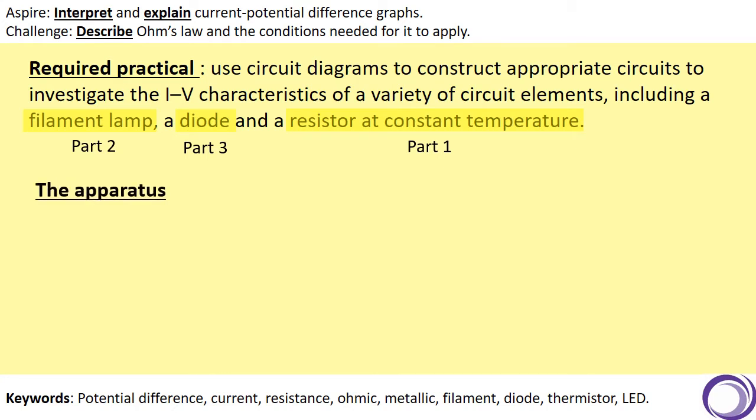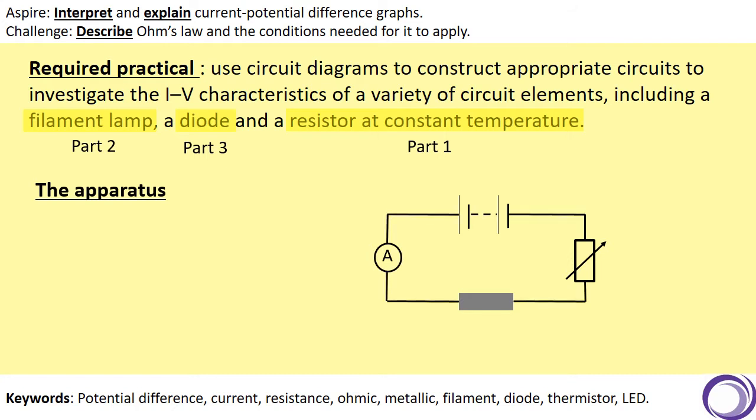Let's have a look at the apparatus that we're going to use. A battery or power pack. A variable resistor, that's so that we can alter the potential difference across the component. I've just put a resistor in to start with, so that would be part 1. And we need an ammeter. So all of those are joined up in series, so the current will go from your battery through the ammeter, then through your resistor we've got for part 1, and then the variable resistor and back to the battery. By changing the value of that variable resistor, we can get different values of potential difference.